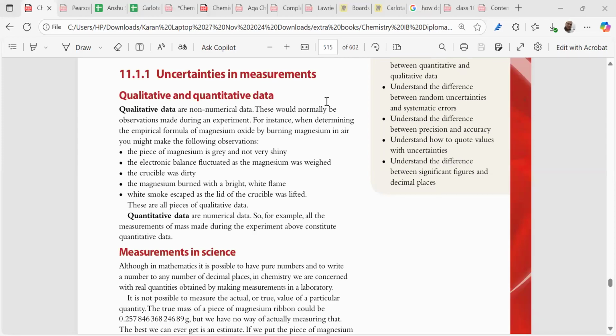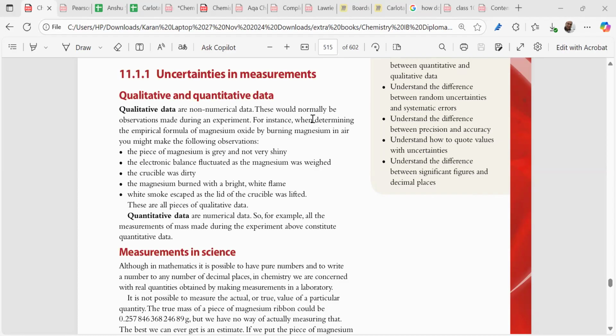In this IBDP portion of the uncertainties, this is a very important chapter because this is linking with your IA portion where you have to do the calculations and all these things. Now, what exactly is uncertainty? How is it measured, or what exactly does it mean?